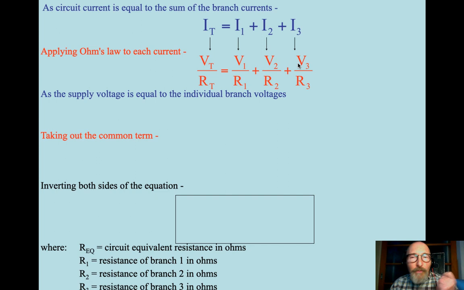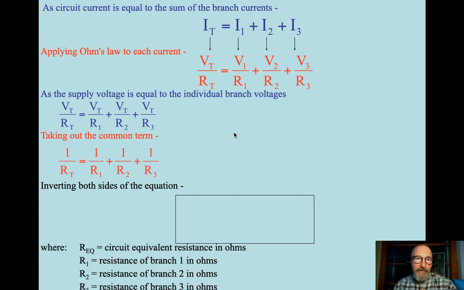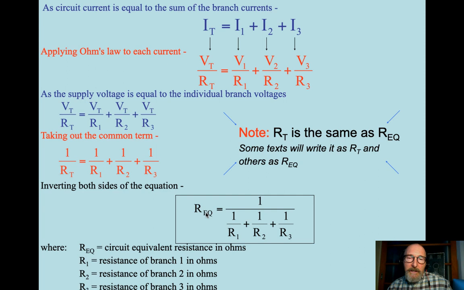So as the supply voltage is equal, VT, VT, VT, VT, we can get rid of those VTs. We can replace them by one. And this is a lovely way of showing this sum of the reciprocals to get the equivalent resistance. 1 on RT, done mathematically here, equals 1 on R1 plus 1 on R2 plus 1 on R3. Inverting both sides of the equation, and we get Req equals 1 on 1 on R1 plus 1 on R2 plus 1 on R3.